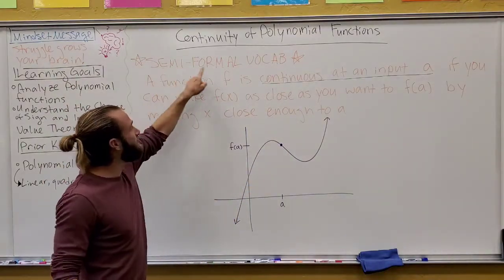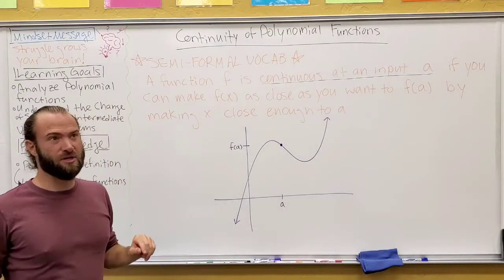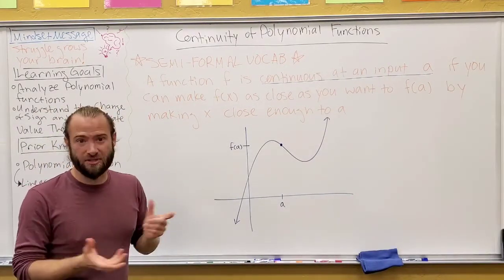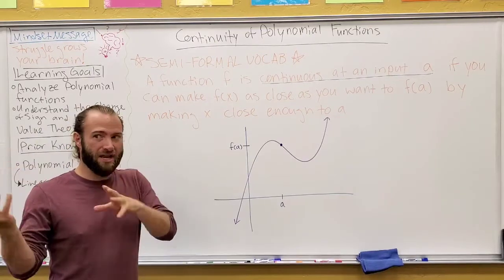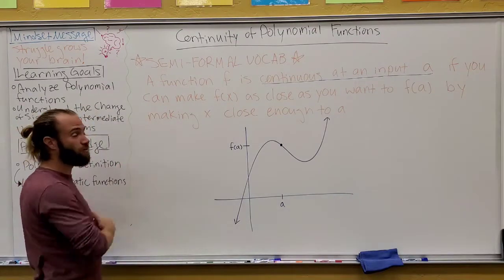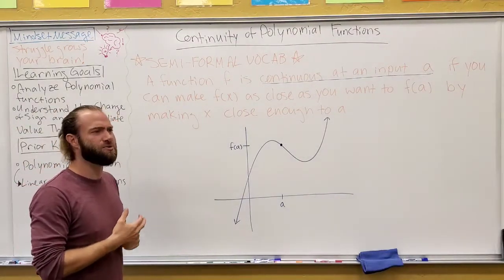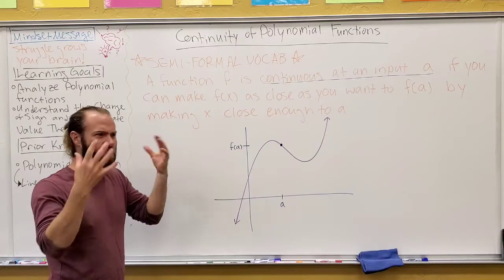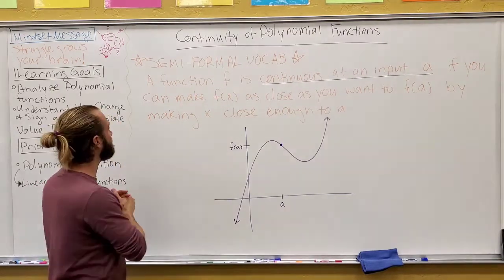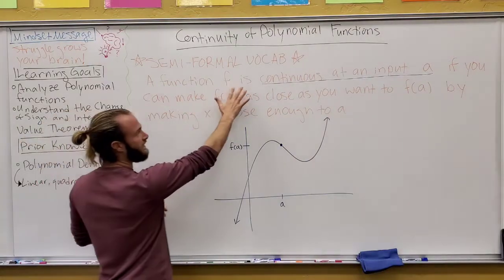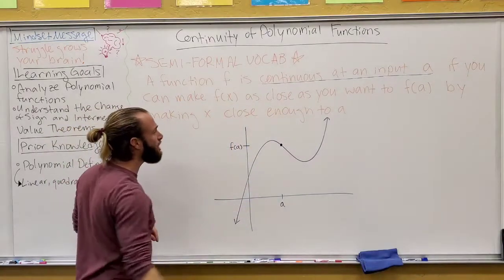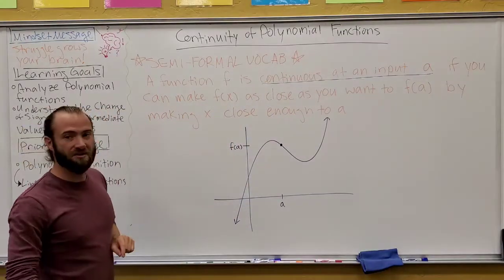I'm going to call this the semi-formal definition for continuous because you will learn a much more formal, completely formal definition if and when you take a calculus course. But for now, let's read this together. It's going to take a bit to understand, so it's really important that you maybe even pause and read this through carefully and try to digest what it's saying, and then we'll break it down together. Okay? So a function f is continuous at an input a if you can make f of x as close as you want to f of a by making x close enough to a.